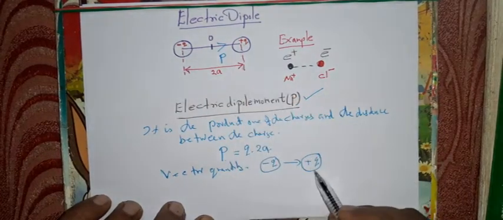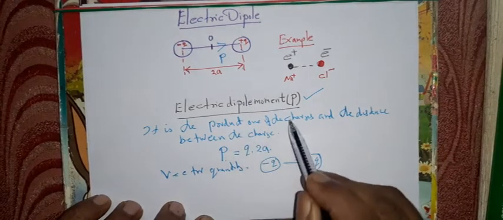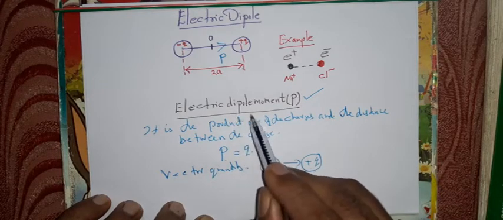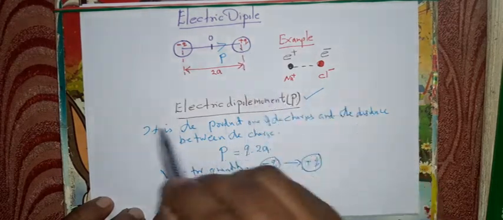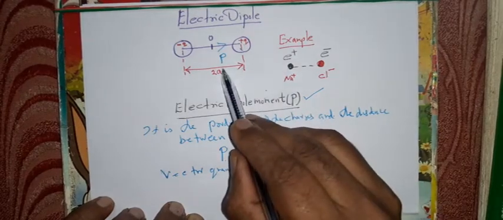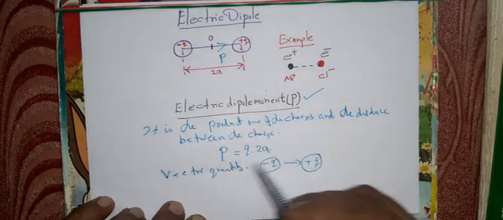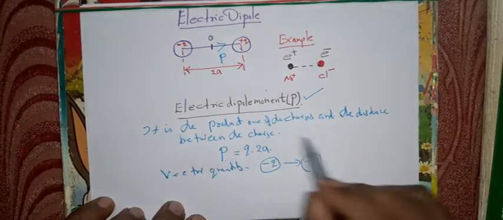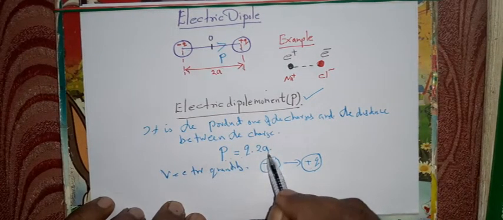So far we have discussed what we mean by an electric dipole and how the strength of the electric dipole is measured. Because the electric dipole acts as a single unit, it produces an electric field around it, and when it is placed in another electric field, it interacts with that second electric field. To analyze this problem, we have the concept of electric dipole moment. That is the significance of electric dipole moment. Electric dipole moment is defined as P is equal to q into 2a.